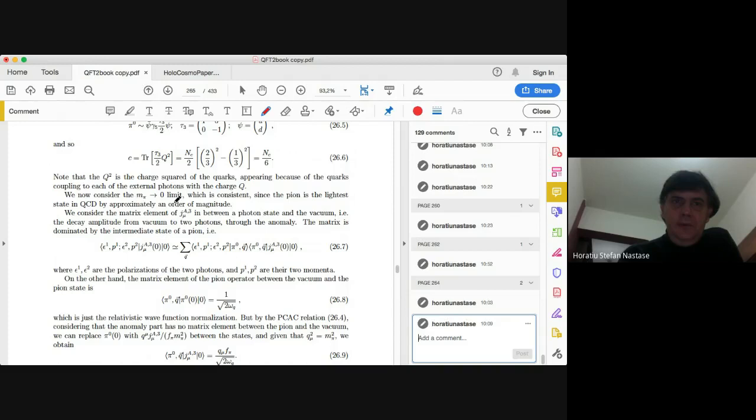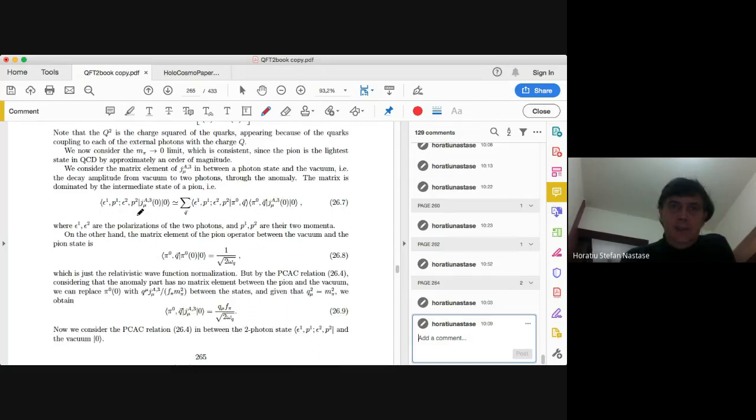So let's consider the limit where the pion is massless, which is consistent because the pion is anyway the lightest state in QCD by approximately an order of magnitude. Well, I forget the exact number, I'm sorry. I think it's 140 MeV for the pion, something like this. Well, of the order of 100. And then the next is of the order of 1,000. So it's really the lightest state by far.